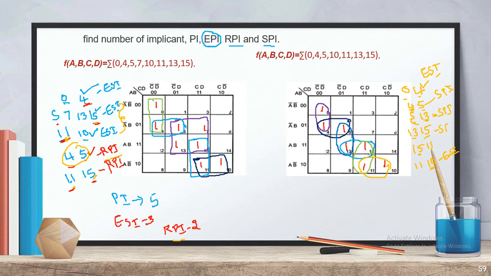So, a summary of these implicants, listen carefully. Prime implicant means all possibilities. Essential prime implicant means any one cell does not belong to any other group. RPI means each cell belongs to an essential prime implicant. SPI means each cell does not belong to an ESI but belongs to another group. So like this we can identify PI, EPI, RPI and SPI.